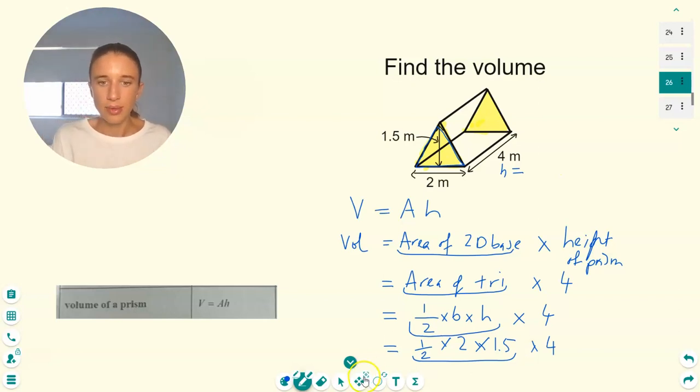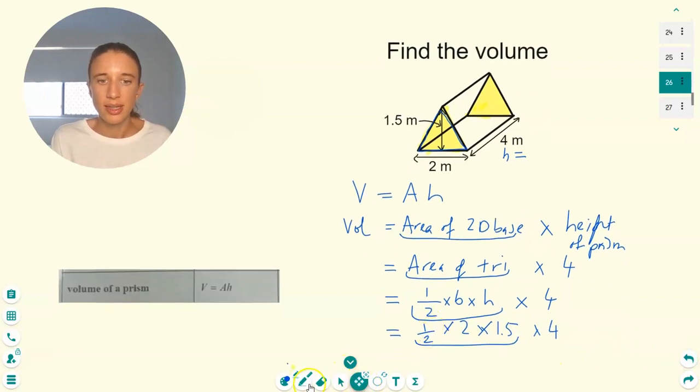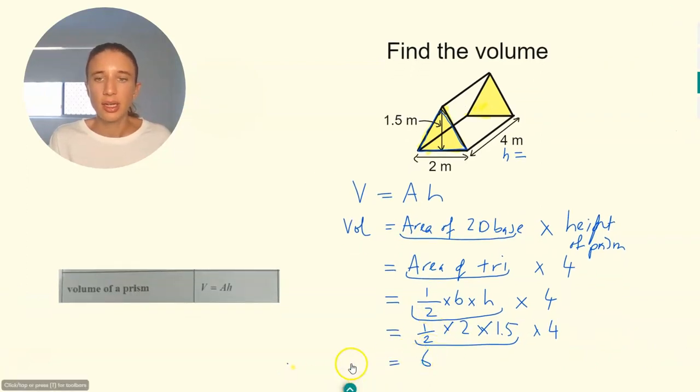And that will give us a nice number of 6. And then at the end, always check your units and decimal places. So volume, 3D shape, should have a cubed. All right, and we plugged in meters, so it should be meters cubed.